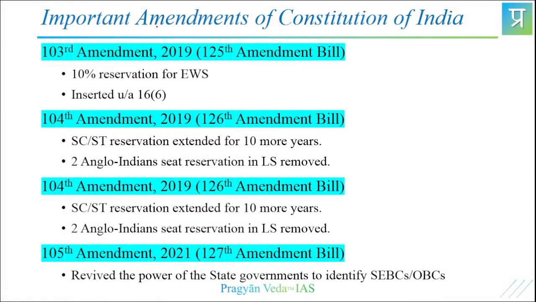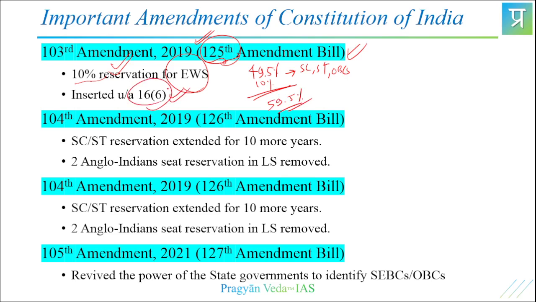Then under the 103rd amendment, which happened in 2019, which is also called the 125th Amendment Bill. Sometimes questions come in the name of the bill, or in the name of the act also, so just keep that in mind. It gave 10% reservation for the EWS. If you remember, we just discussed 49.5% was there, including SCs, STs and OBCs, right? Now 10 more percent was added in 2019 under the Modi government, and it came to around 59.5%, and it also inserted a separate clause under 16(6).